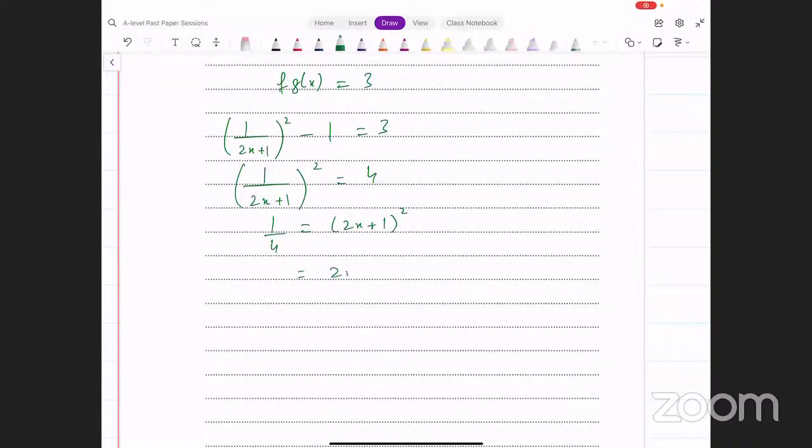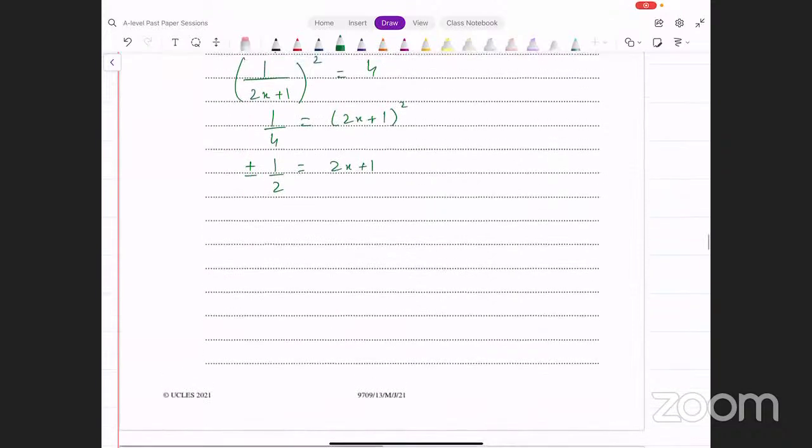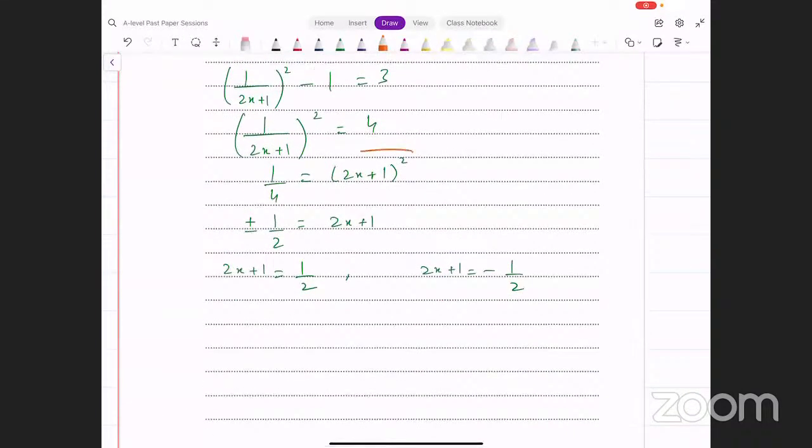So you get 2x plus 1 equals plus minus 1 over 2. So you get two equations. 2x plus 1 equals 1 over 2, or 2x plus 1 equals minus 1 over 2. I took the square root on both sides here, on this side and this side. But remember, whenever we take a square root, we have to put plus minus.